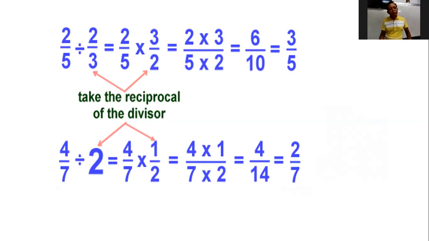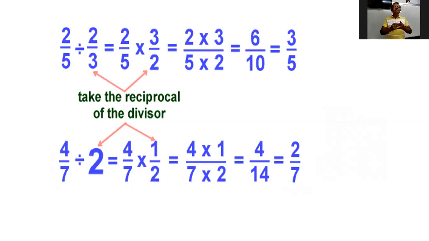So 6 divided by 2 is 3, and 10 divided by 2 is 5. Okay, let's do it one more time. Look at this. You have here 4 over 7 divided by 2. What did I tell you? Put a denominator of 1.